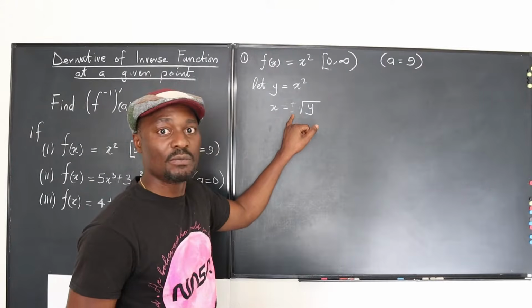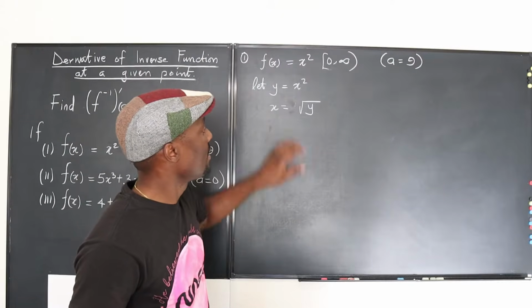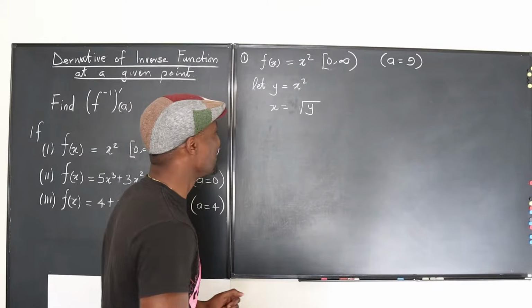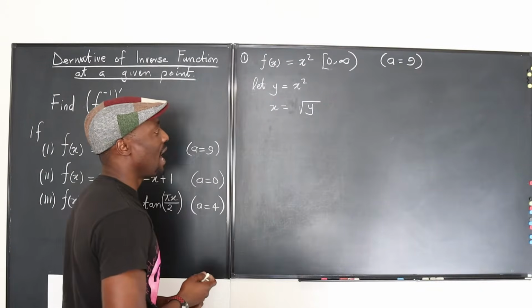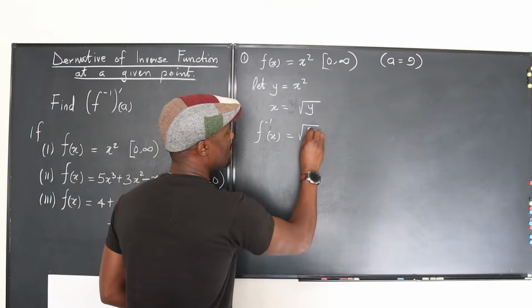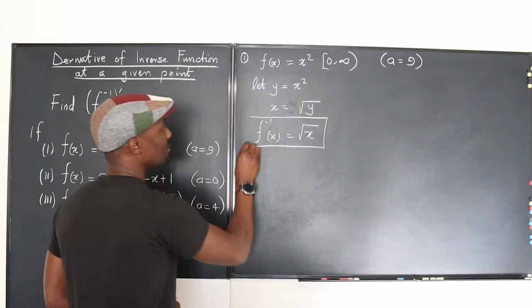So that's why I'm not going to do plus or minus. Okay? So this is okay. Remember, we've deleted the minus part of the graph. Okay, so at this point, x equals the square root of y, and we can say now that the inverse function of x is equal to the square root of x. This is the inverse function.